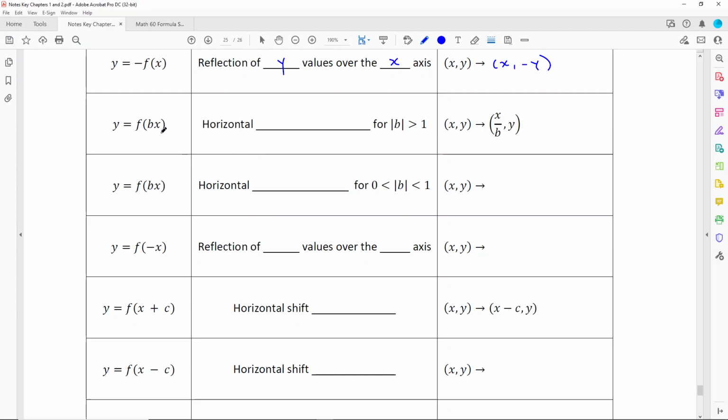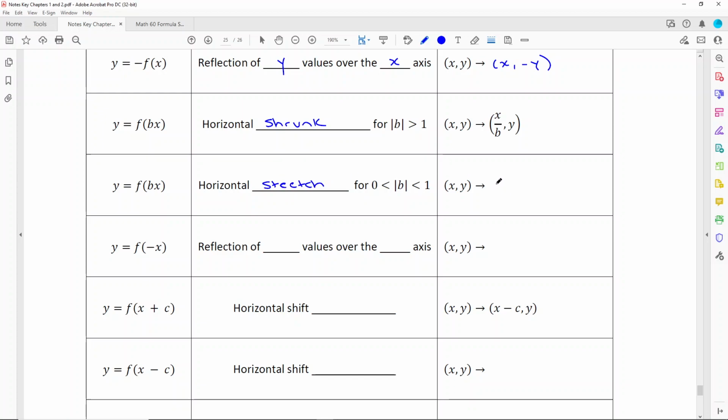So what about the B value? When the B value is greater than 1, it's opposite. Your graph will be horizontally shrunk. How? Well, with the B value, you always take the X value and you divide by it instead of multiplying by it. So if the B value is between 0 and 1, you get a horizontal stretch.